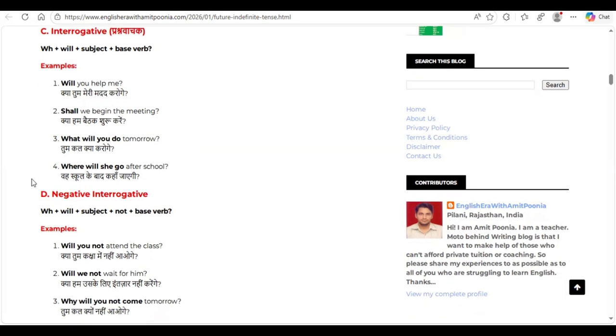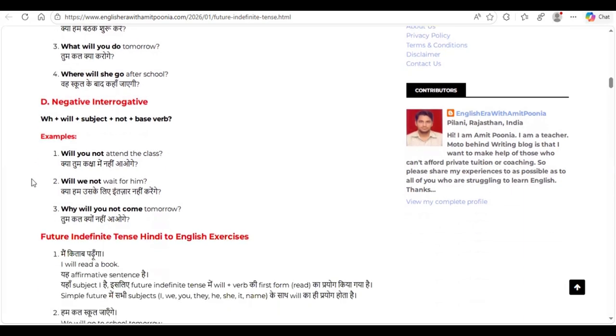Like this, one WH word sentence we will take. तुम कल क्या करोगे? Here our subject is you and क्या is coming in the middle, which means what. Then we will put auxiliary verb will and then subject you and then the base form do, and tomorrow is our adverb, so we will put it here. So the complete sentence will be: what will you do tomorrow?